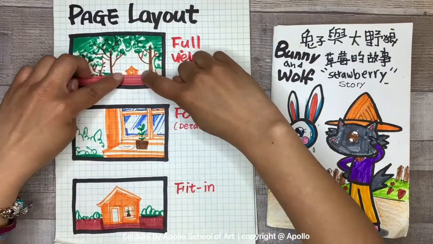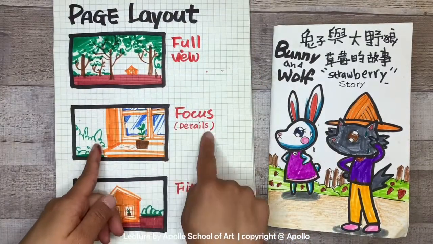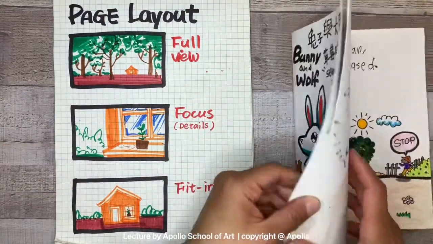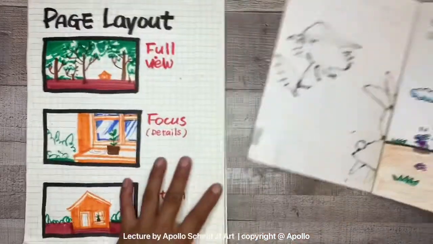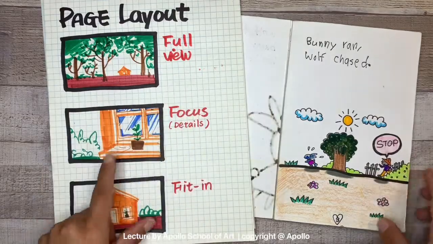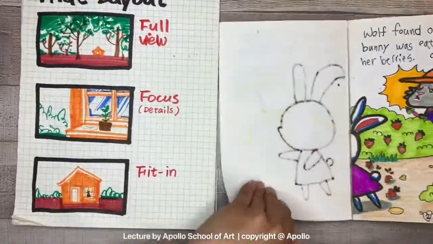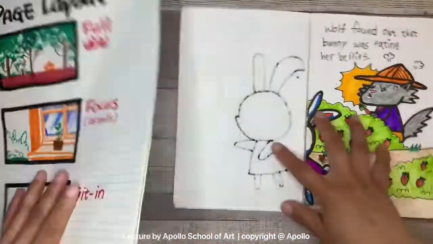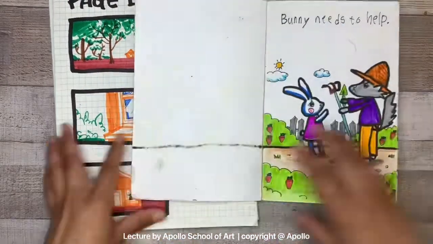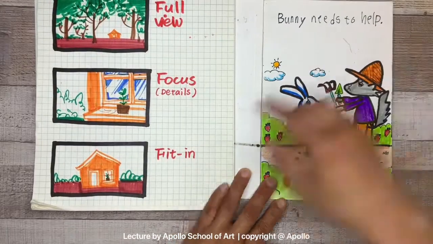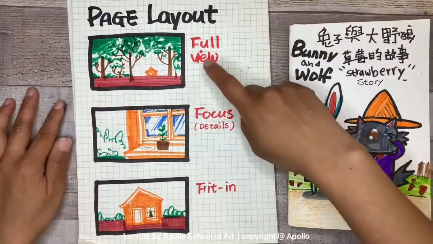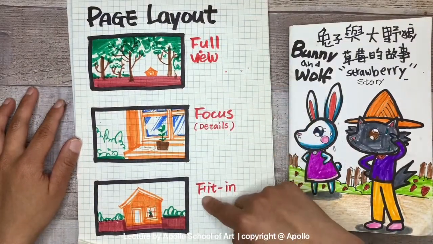So the page layout can be the full view, focus, and the fit in. That's compared with the story, okay? When you see the entire thing, you can see the entire view, that is the full view, okay? Then focus, we only see one of the objects in much more detail. And the fit in, you can see a little bit of detail and a little bit of location. So that is the fit in. So try to do many different layouts for your stories.